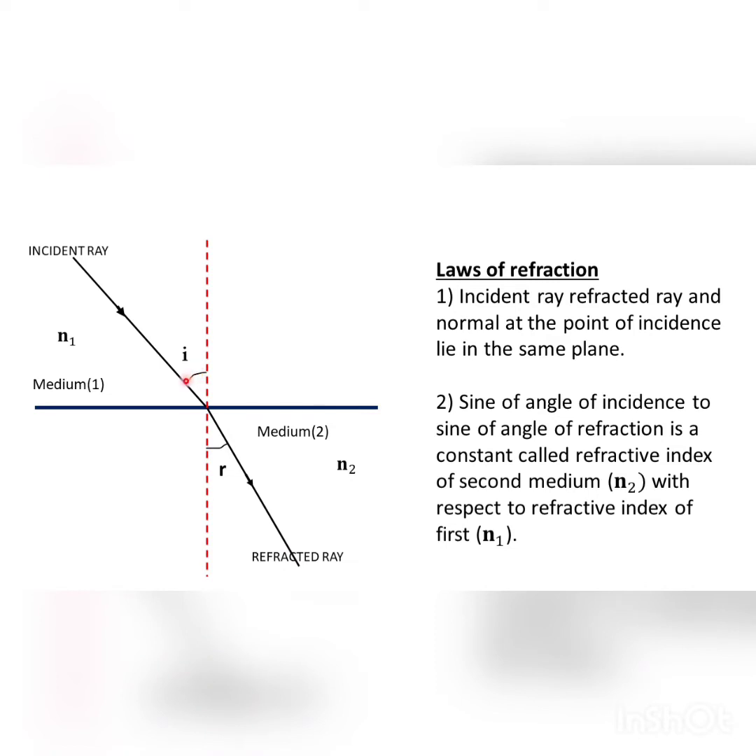The angle between the incident ray and the normal is called the angle of incidence. And the angle between the refracted ray and the normal is called the angle of refraction. This is medium 1, which has refractive index N1, and this is medium 2, which has refractive index N2.